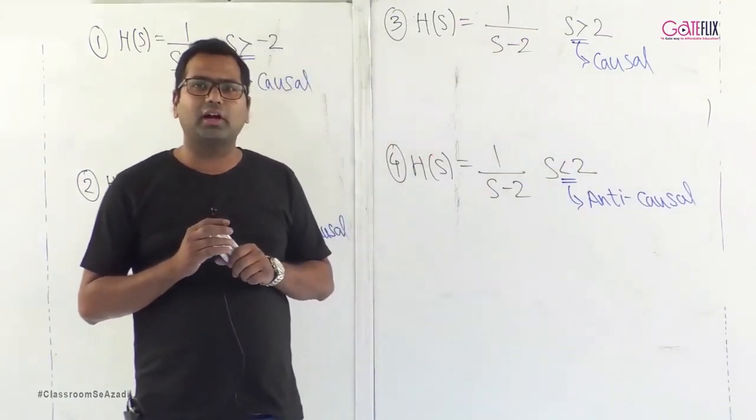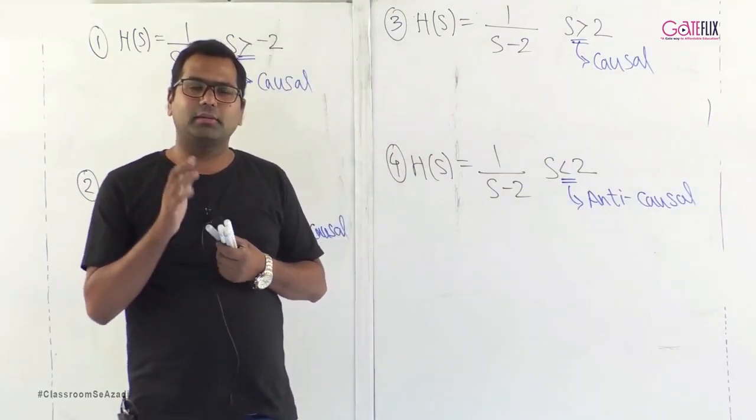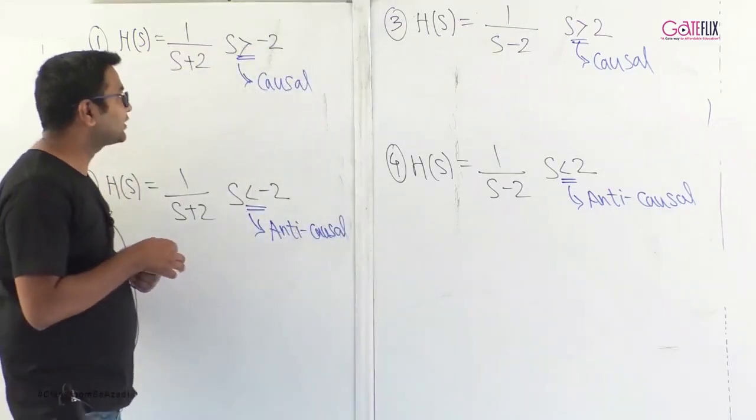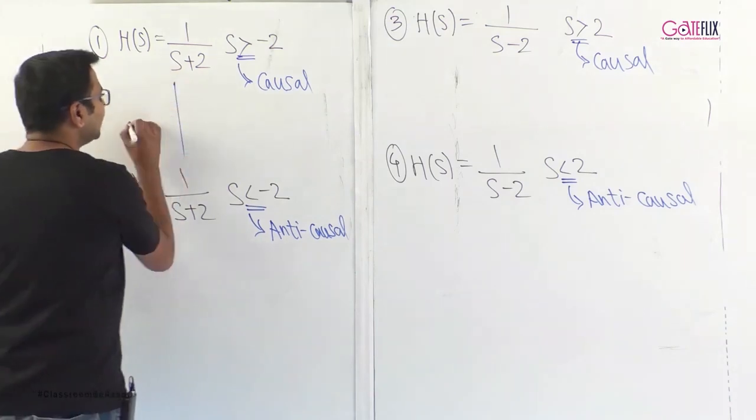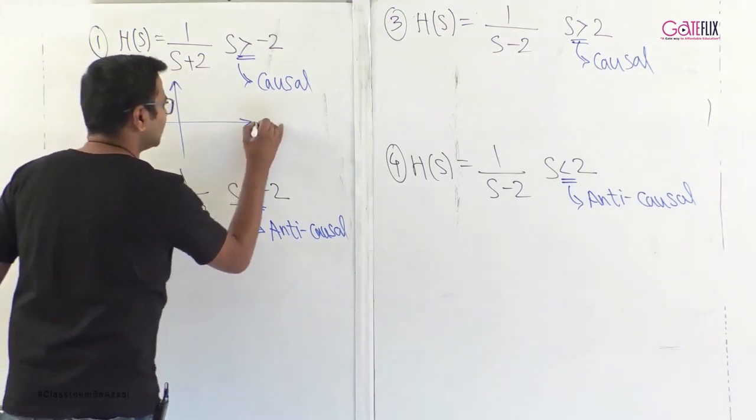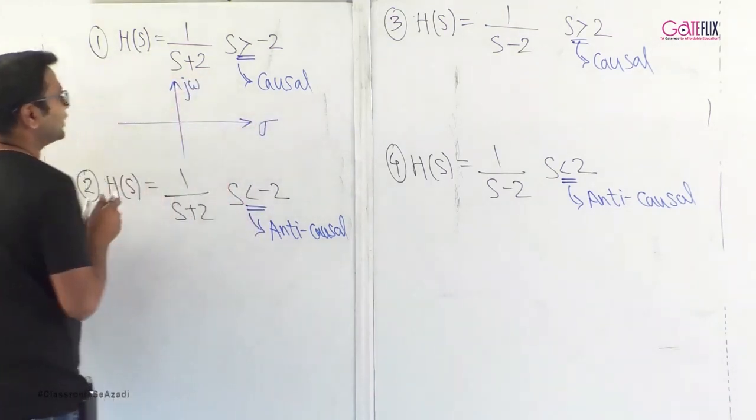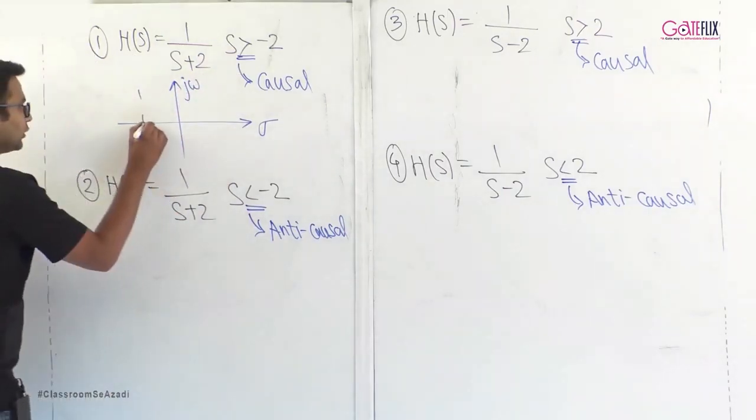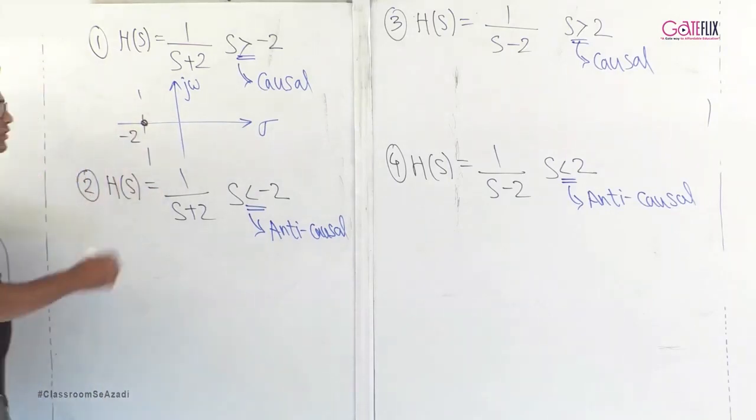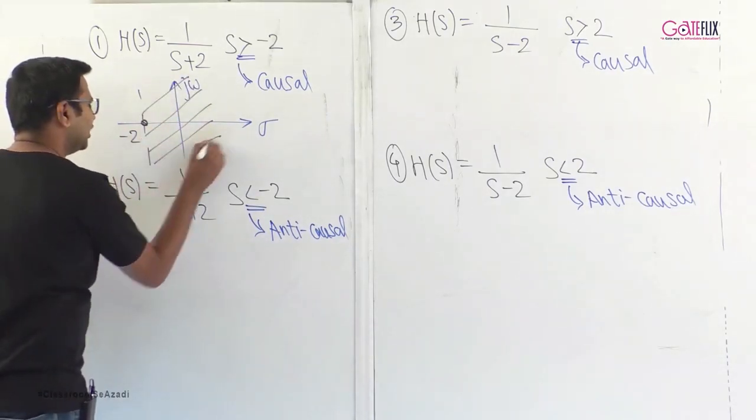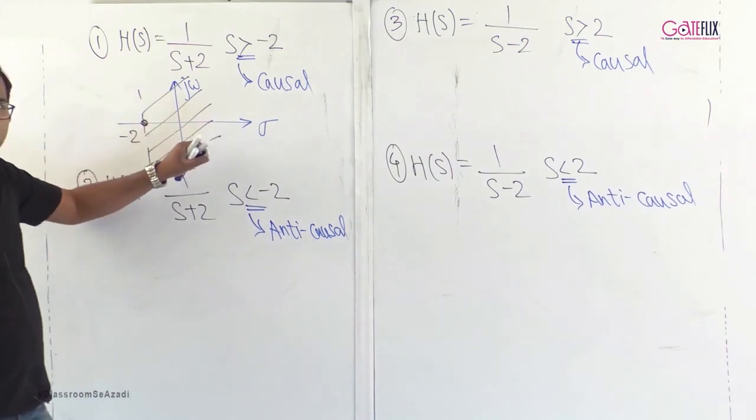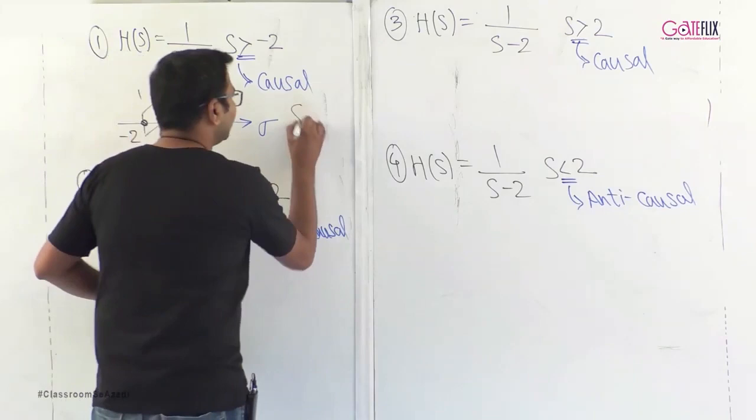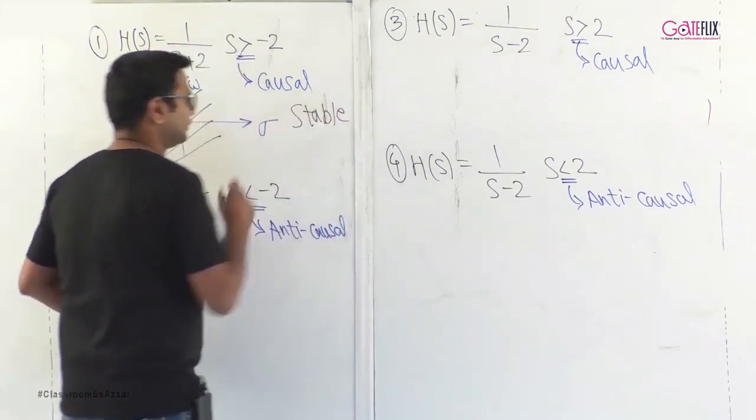Next, we will try to identify whether a system is stable or unstable by using the ROC of transfer function. Now, in the first ROC, let us draw the ROC. The ROC is s greater than minus 2. S greater than minus 2 is the region to the right hand side of minus 2. The region to the right hand side of minus 2 includes the j omega axis. Since the j omega axis is included, we will say that the system is stable.